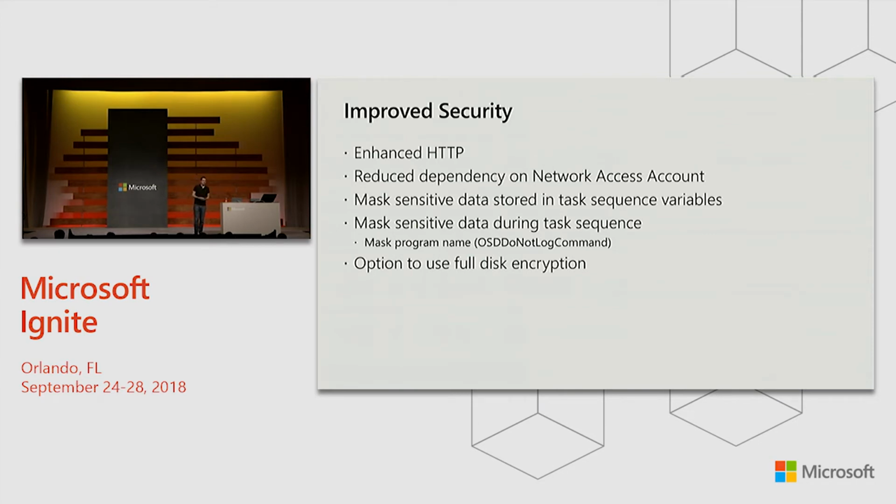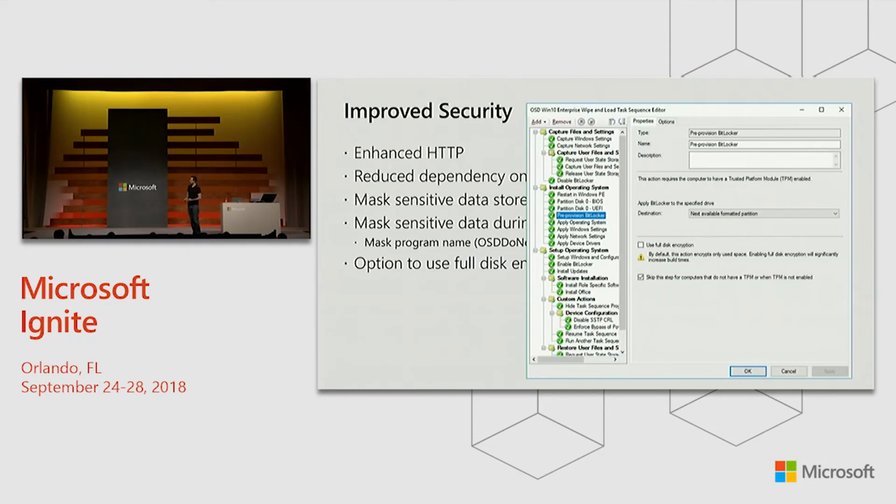We've also added the option to use full disk encryption. This was really driven by certain compliance and regulation environments. It's certainly not the recommended approach because it will add significant build time to your OSD task sequences, but we have the option to specify that enabling BitLocker uses full disk encryption. By default, we only encrypt the used data. All of your data is still encrypted, and then anything laid down gets encrypted by BitLocker as it's written, but there is an option now to use full disk encryption.